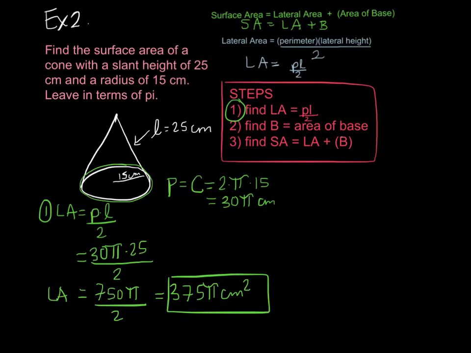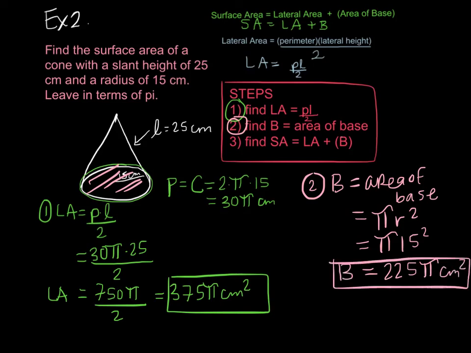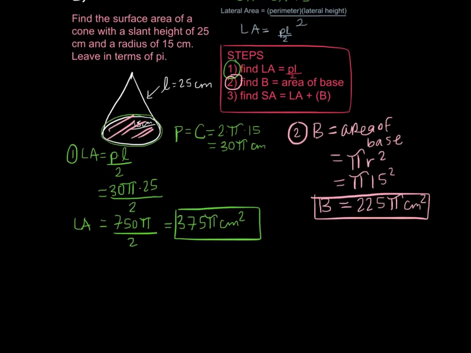Okay, now we're ready for step 2. Step 2 is asking us for capital B, which is the area of the base. The area of the base happens to be a circle, right there. So the area of the circle is pi times radius squared, which is pi times 15 squared. 15 squared is 225 pi centimeters squared. And that is the area of my base.